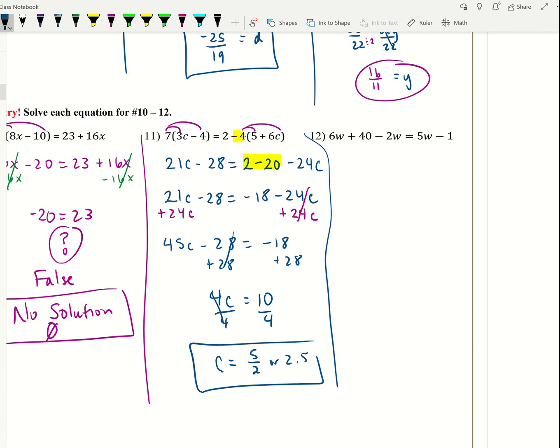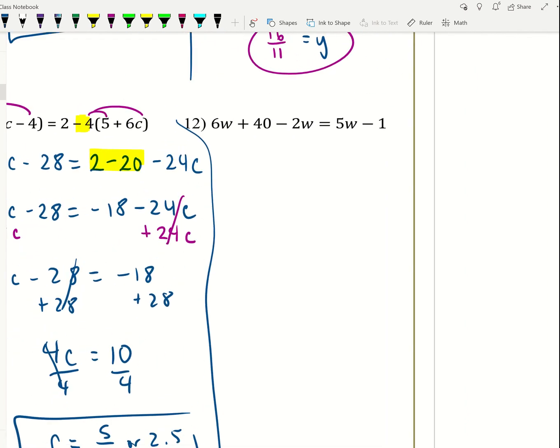Last one, number 12. There's nothing to distribute, so I cannot do step 1. Step 2 says to combine like terms, so I will go ahead and combine 6w minus 2w is 4w, and then I'll record everything else. Nothing else can combine. Things on different sides cannot combine. Since the 4w and the 5w are on different sides, I'm going to cancel one set of them. You could choose which one you cancel. It technically doesn't matter. I like to cancel the smaller one. It is not the only correct way to do that.